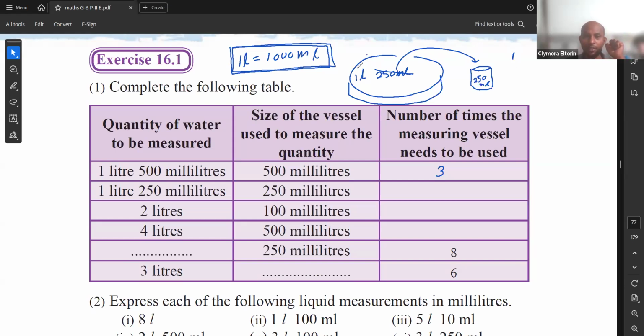1 liter we can rewrite as 1,000 milliliters. Now how many 250s are in 1,000? To fill this, another 4 times we need. So what is the total number of times to fill it? 5 times. All right, let's see the next one.